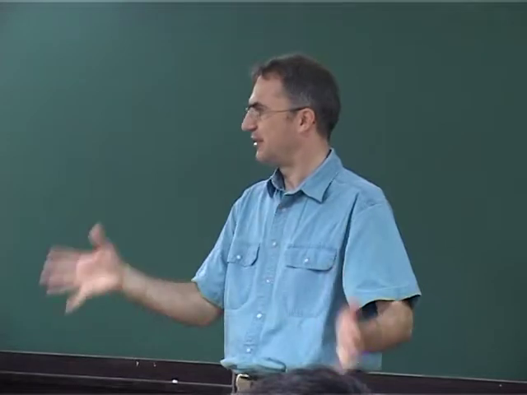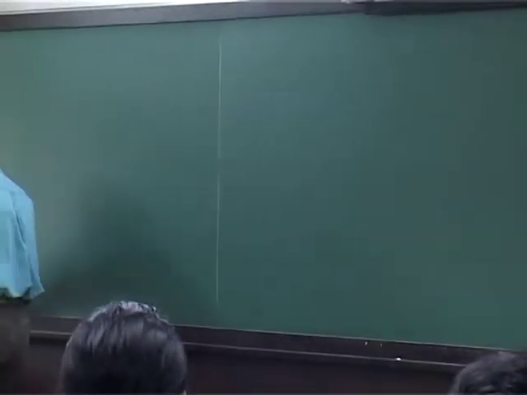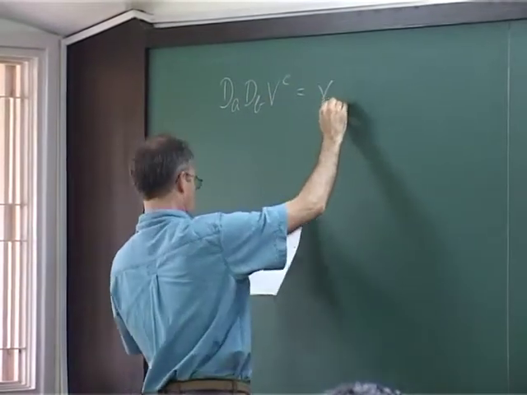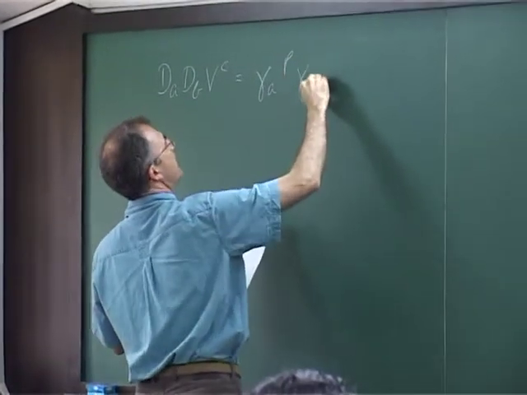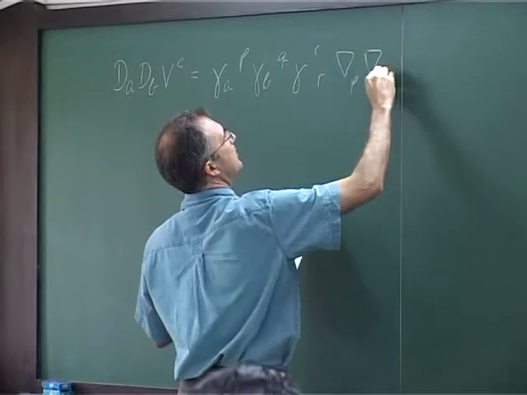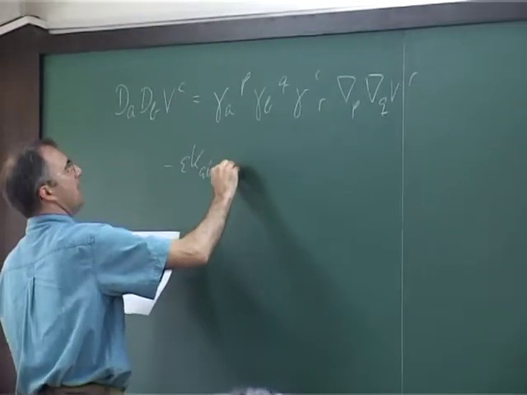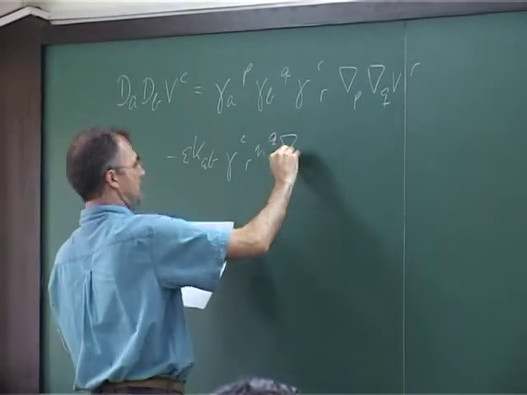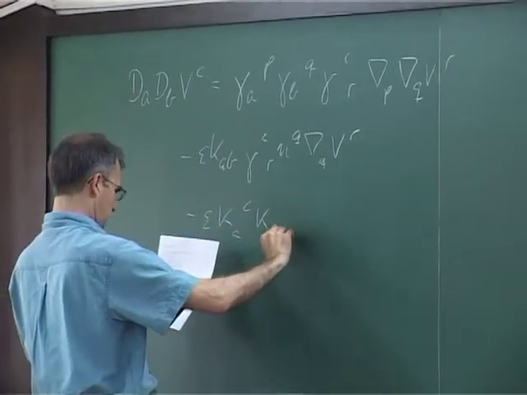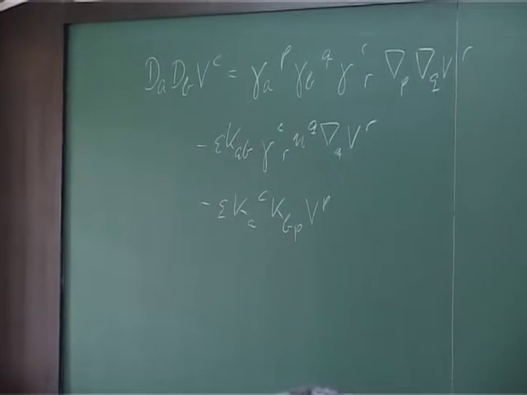So now we get back to the derivation. What you all proved in the tutorial yesterday is the following relationship for the second covariant derivative of a vector: the projection γ^P_A γ^Q_B γ^R_C, with D_P D_Q V_R, plus two extra terms, one minus ε K_AB γ^R_C n^Q ∇_Q V_R, minus ε K_AC K_B^P V_P, and this holds for any spatial vector V.